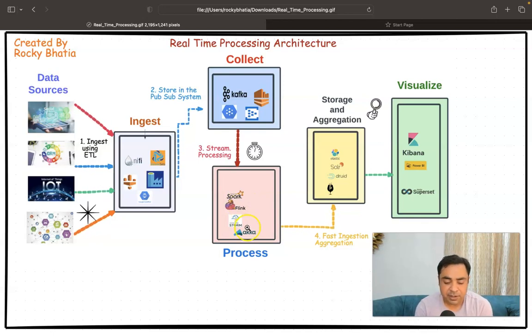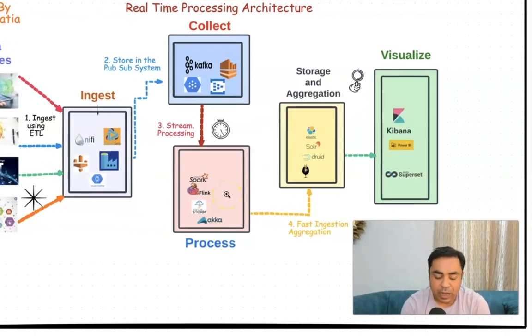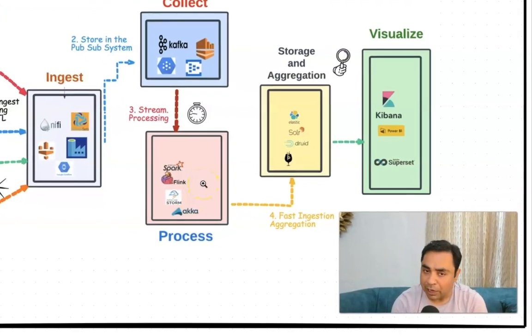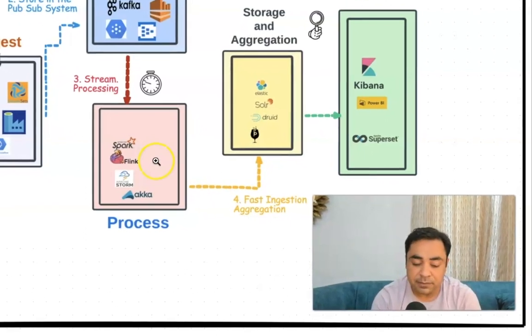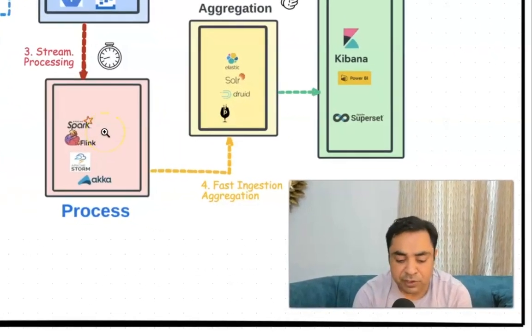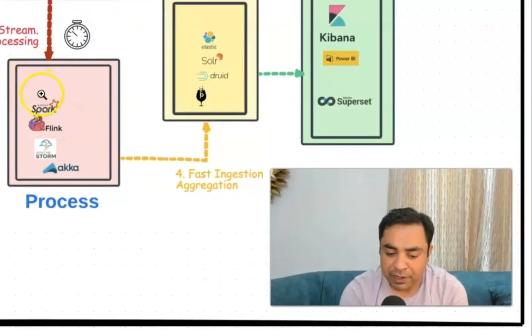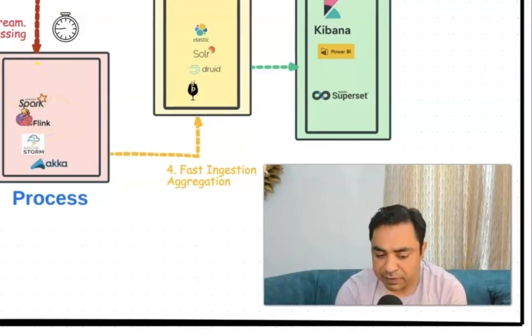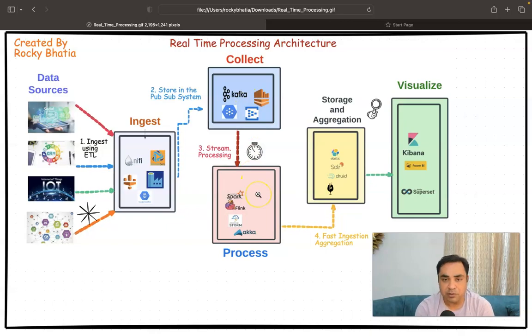There are other aspects also related to choosing the stream processing engine, like how it handles back pressure, how it handles fault tolerance, whether it supports stateful or stateless processing, and what windowing capabilities it offers. These are a few things we need to consider before choosing any streaming engine. But the point is, once you have collected the data in Kafka, you need a stream processing engine which can process the data.